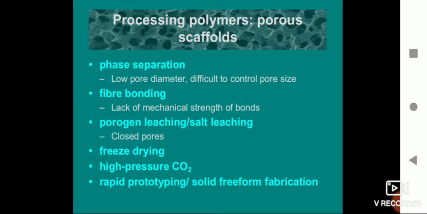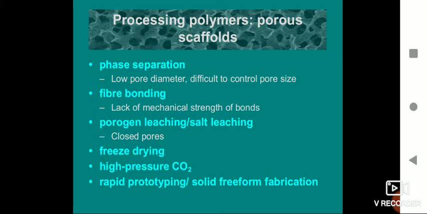So here are the various processing methods of polymers which are used for formation of a porous scaffold. The first method is the phase separation method. Phase separation is the most commonly used method. The problem here is usually the pore size is very small and cannot be controlled. Uniform pore size cannot be obtained.